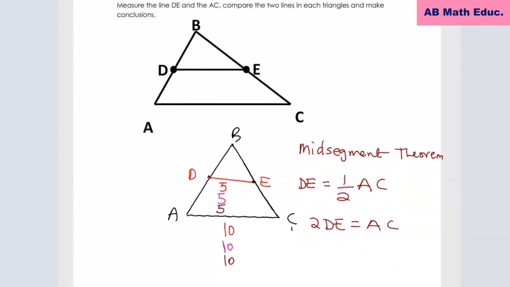So here we're able to conclude the mid-segment theorem, that if we have this mid-segment, it is always equal to half of the base length, or if you multiply the mid-segment length by 2, it must be equal to the base length AC.